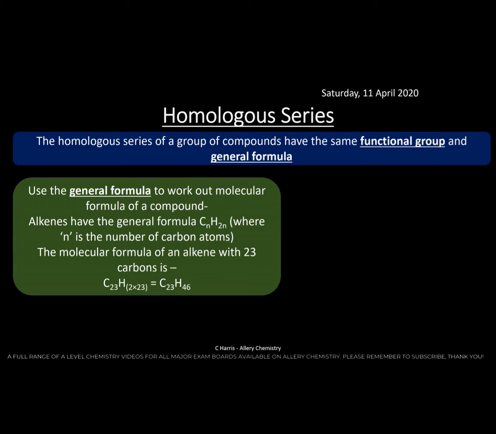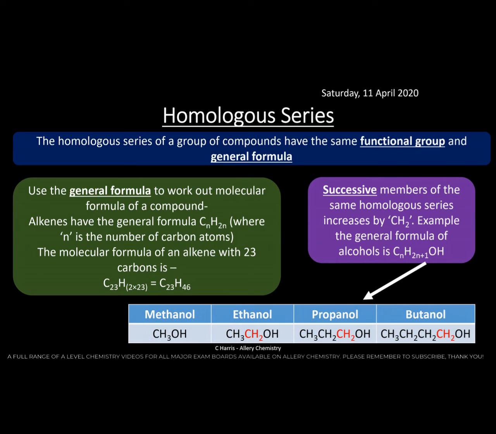So alkenes have a general formula of CnH2n, for example, where n is the number of carbon atoms. So if we've got an alkene with 23 carbons in, then that's going to be C23H, and it's going to be 2 times 23 because it's 2n, so it's going to be C23H46. So it's as simple as that. They can be useful because you get some big compounds in organic chemistry. Successive members of the same homologous series, so that same family of chemicals, increase by CH2 every time.